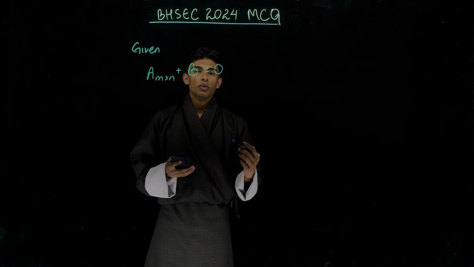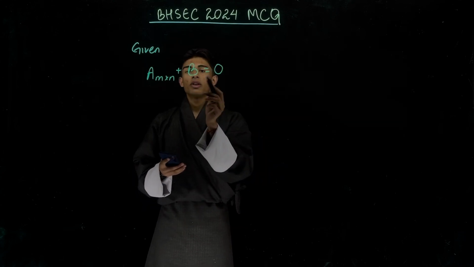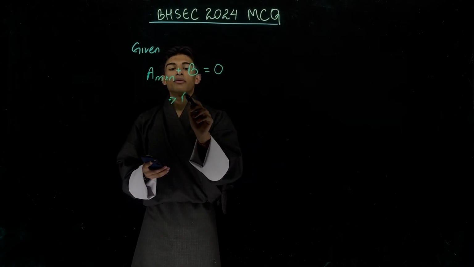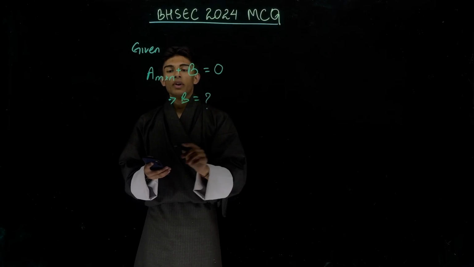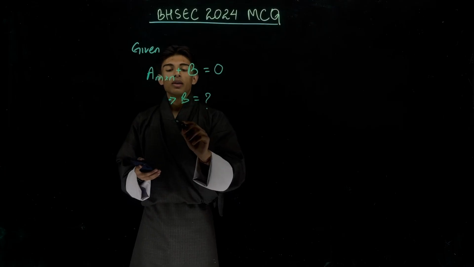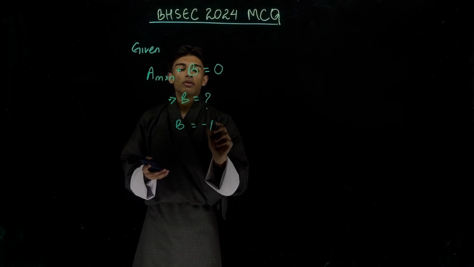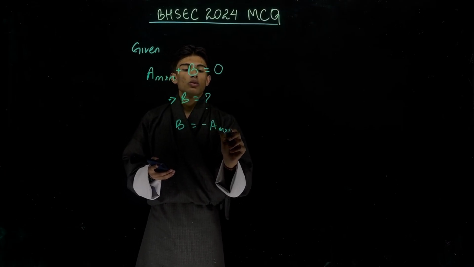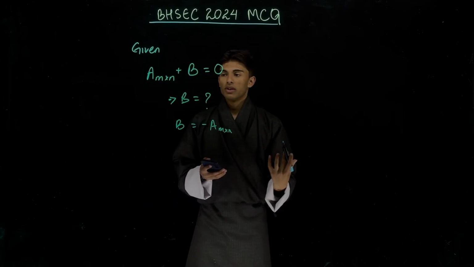In this case, we'll use the most basic algebra to first figure out what matrix B is, because we have to find what matrix B is. So here, if we take A to the other side, we get matrix B equals the negative of matrix A. So let's illustrate this question.